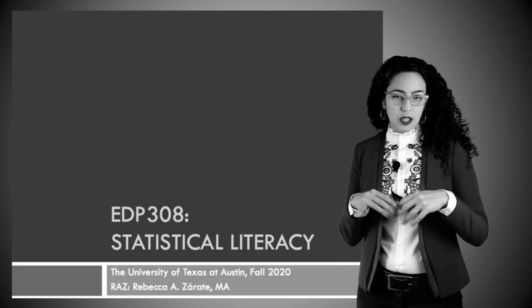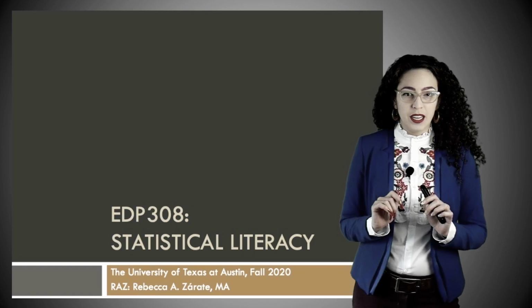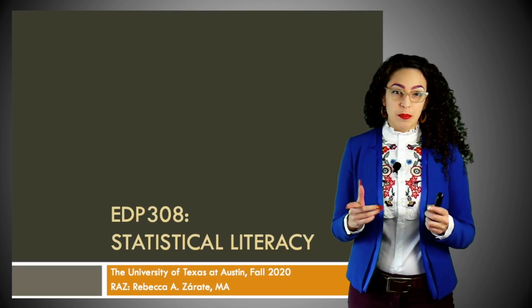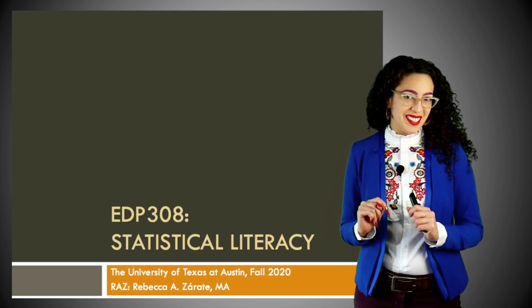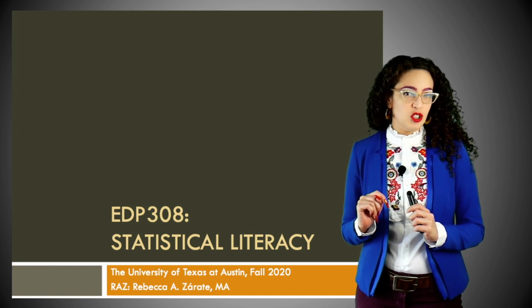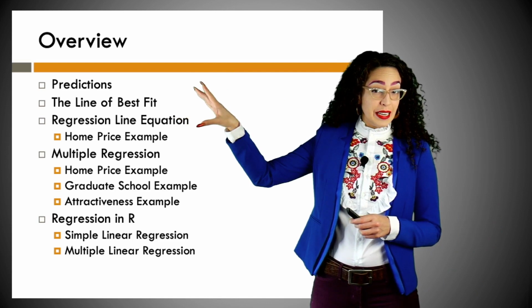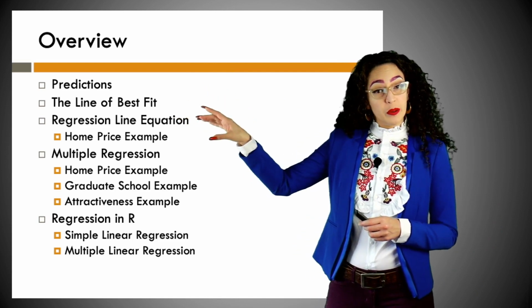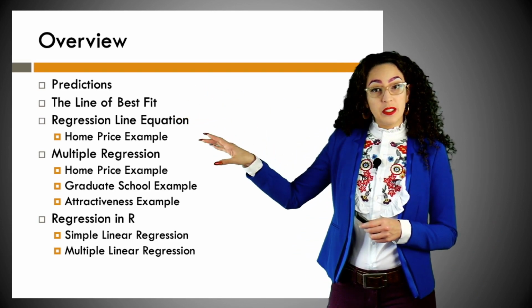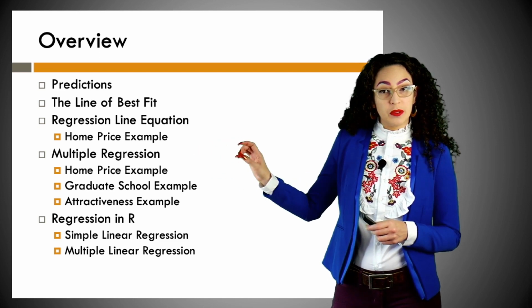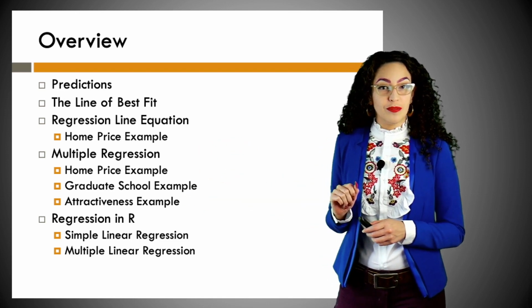It's time to use all those wonderful correlations to not just describe things, but to now start predicting things. Let's get into it. We are going to talk about predictions, this thing called the line of best fit, the regression line equation, and we're going to do some examples with multiple regression and some regression in R.